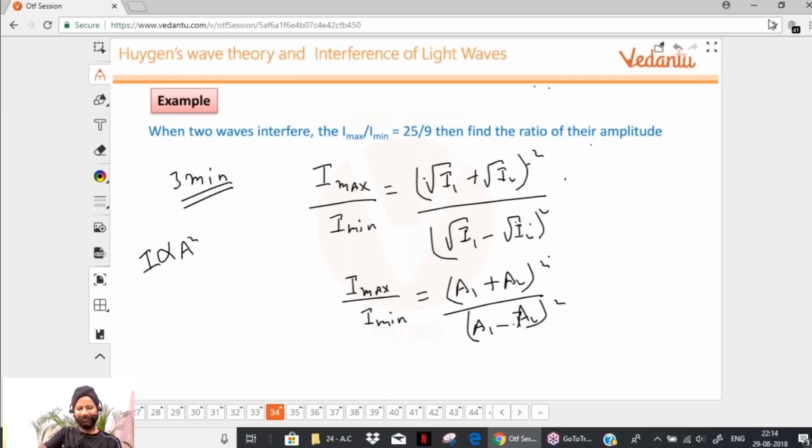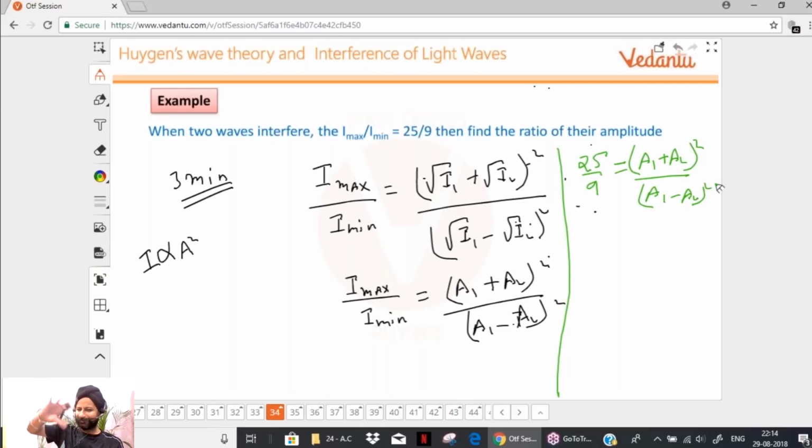So let's plug in the values. We'll use another color, maybe green. What is the given I max by I min? 25 by 9 is equal to (A1 plus A2) whole square by (A1 minus A2) whole square. Now we take the square root on both sides, so this gives you 5 by 3 is equal to (A1 plus A2) over (A1 minus A2).